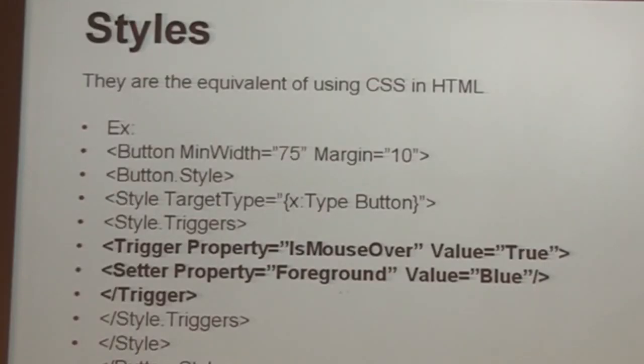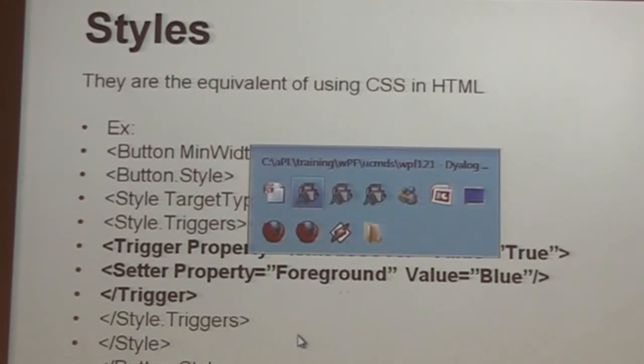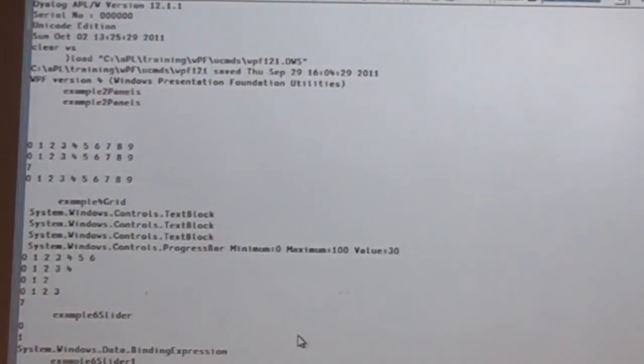Styles. Styles is something that you use, it's pretty much like CSS in HTML. You set a style and then you can reuse it in some objects or forms or whatever. For example, I have a button style, depending on if the mouse is over, it changes the foreground to blue. So you could have many things, and then you can say, my button here is using that style, and so on and so on. In fact, I think I also have an example somewhere.